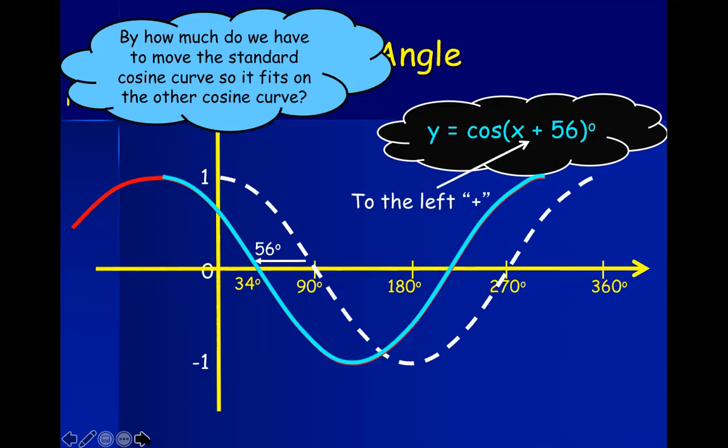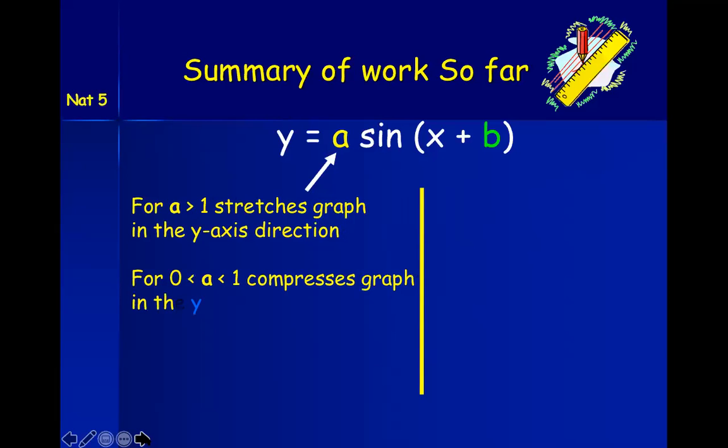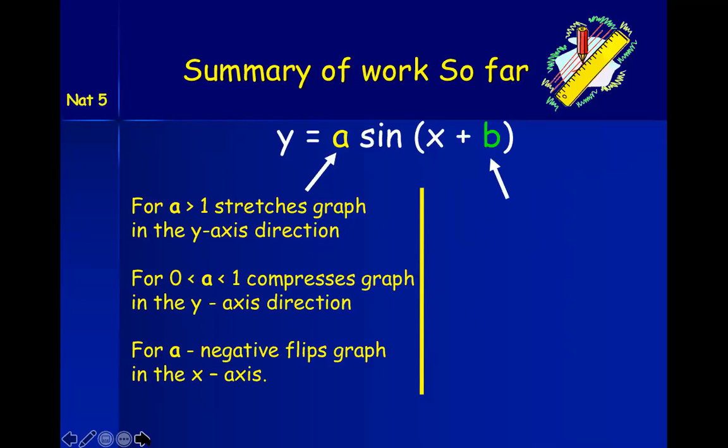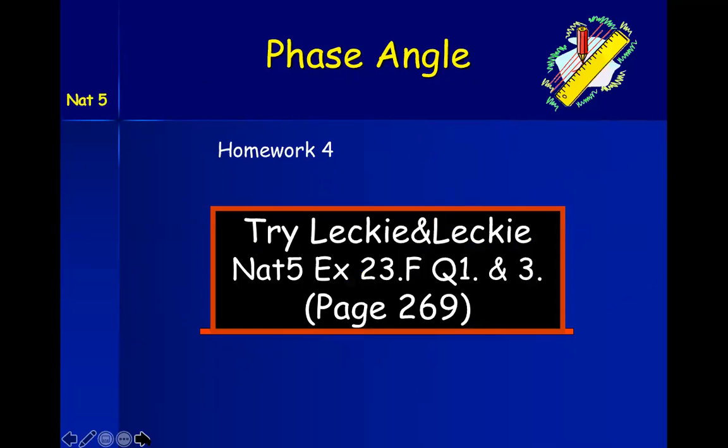So again, summary of work: A, amplitude, stretches, compresses, negative flips. B now is the phase. For B positive, you move the graph to the left. For B negative, we move the graph to the right. And for your last homework, page 269, exercise 23F.